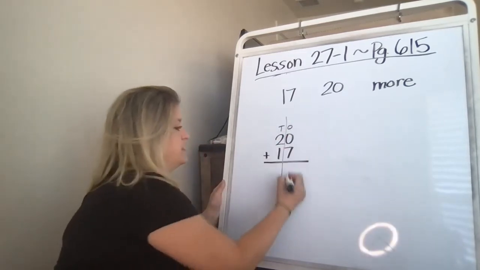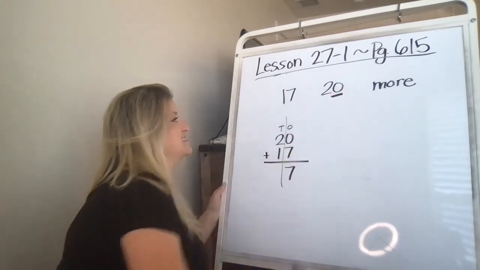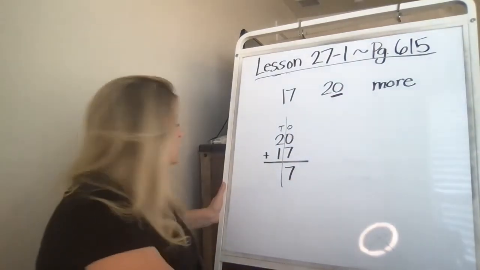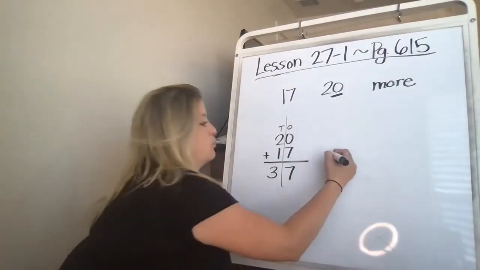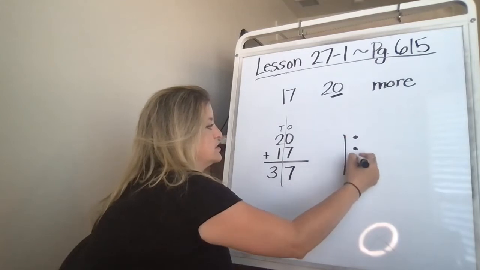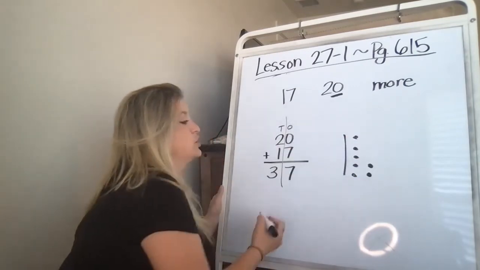So 0 plus 7 is 7. The ones place doesn't change because I'm adding 0. I'm adding nothing to the ones. 2 plus 1 is 3. Let's check that with 1, 2, 3, 4, 5, 16, 17. And then I'm going to draw 2 sticks of 10.